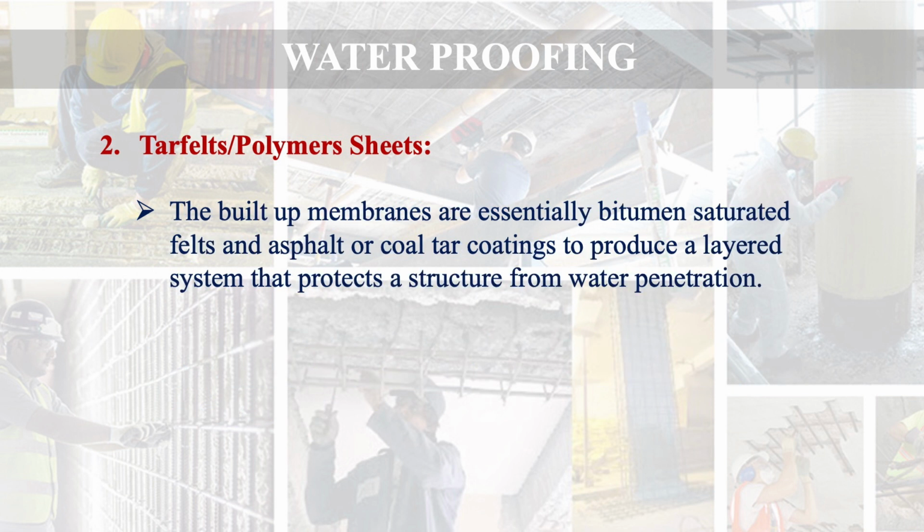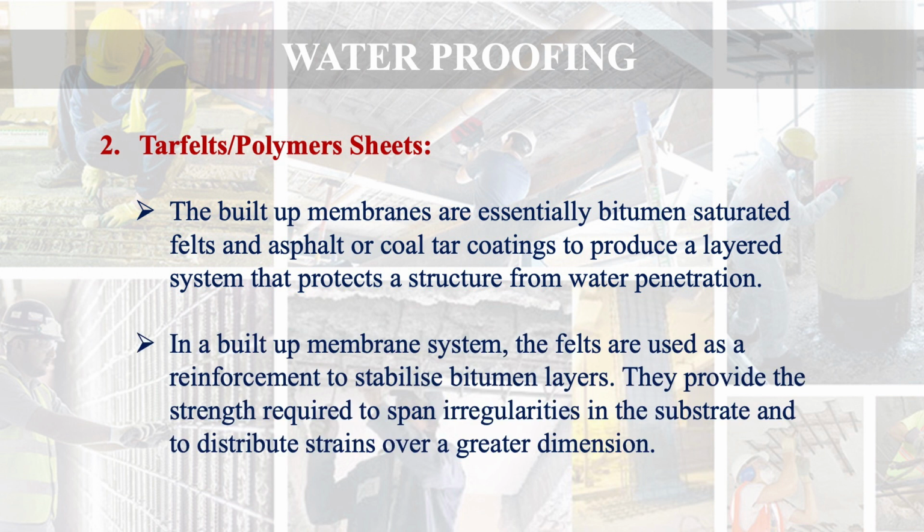The built-up membranes are essentially bitumen saturated felts and asphalt or coal tar coatings to produce a layered system that protects a structure from water penetration. In a built-up membrane system, the felts are used as a reinforcement to stabilize bitumen layers. They provide the strength required to span irregularities in the substrate and to distribute strain over a greater area.